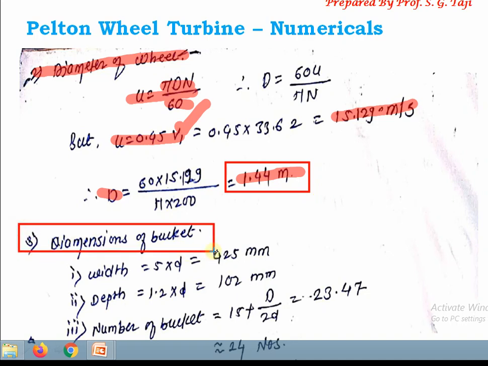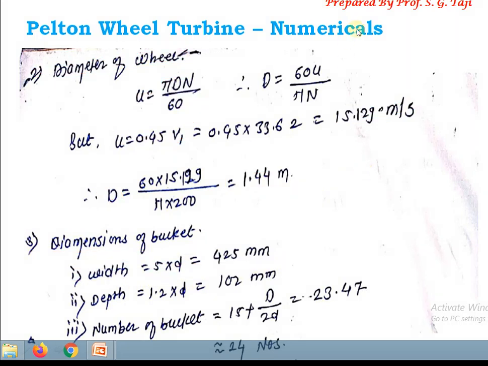Now the last thing, they asked to design the Pelton wheel turbine, so we need to design all the dimensions of the bucket. First, the width of the bucket: you can take 4 to 5 d. Here I am assuming 5 multiplied by the diameter of the jet, and it is coming out as 425 mm. The next one, depth of bucket: you can take the value of depth of bucket between 1.2 to 1.9 d. Here I am taking 1.2 d, and it is coming out as 102 mm.